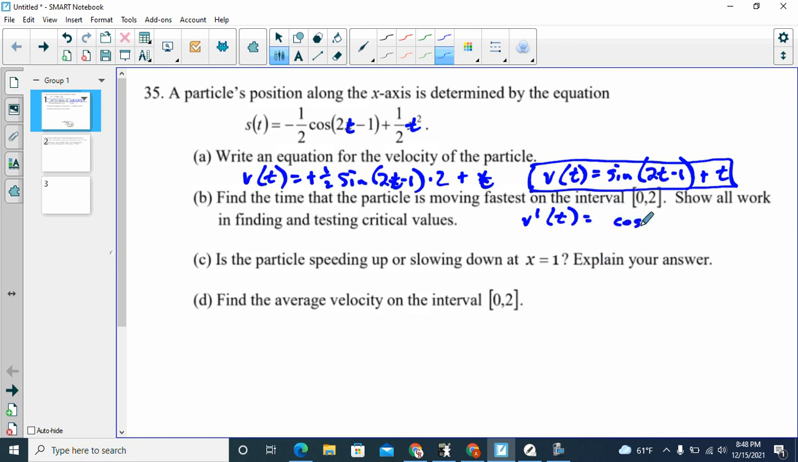Derivative of sine is cosine of 2t minus 1. Chain rule says times the derivative of 2t minus 1. Derivative of t is just 1. We're going to set that equation equal to 0 and solve.